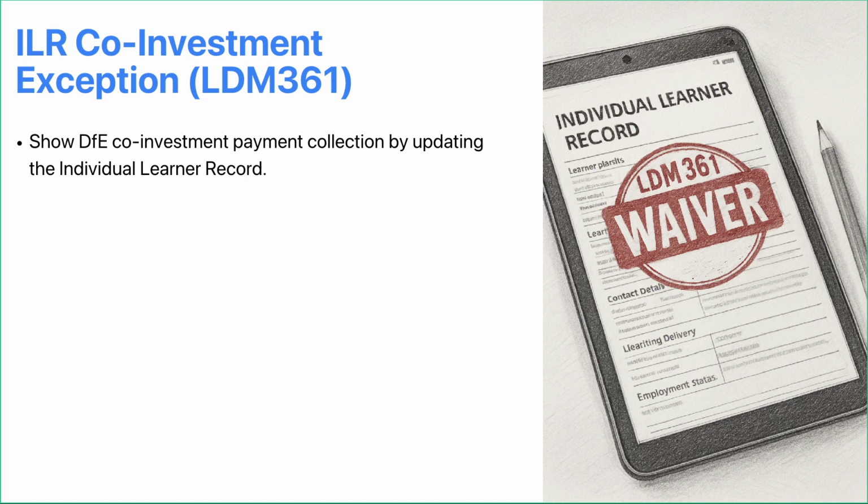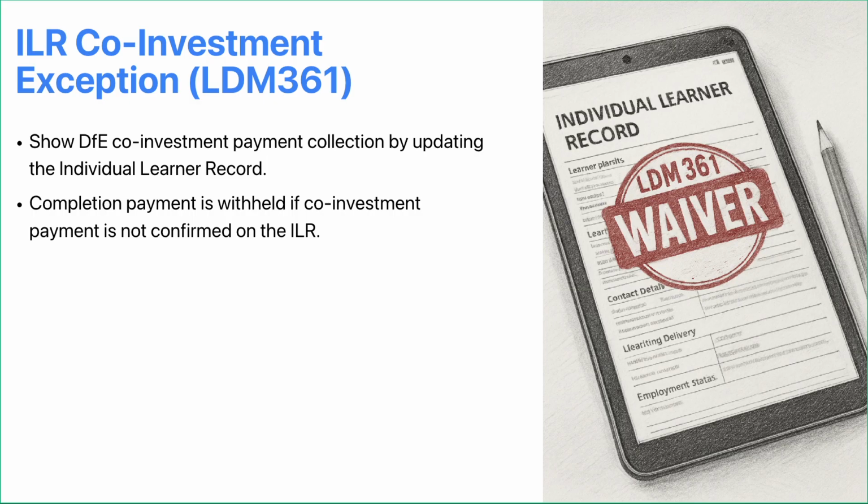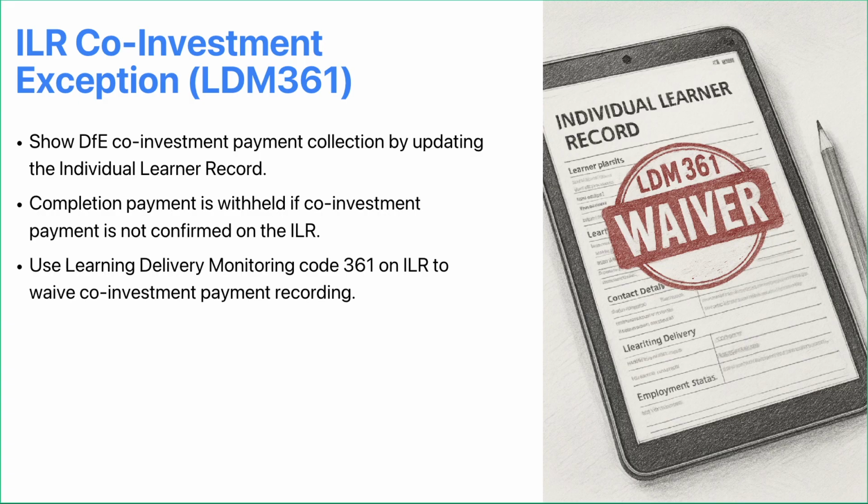You're typically required to show the DfE that you've collected the co-investment payment due from the employer by updating the individual learner record. If you don't confirm you've collected the co-investment payment on the ILR, the completion payment is withheld. This is known as completion payment holdback. To prevent this, you can request to use Learning Delivery Monitoring Code 361 on the ILR to waive the need to record that you've collected the co-investment contribution payment.